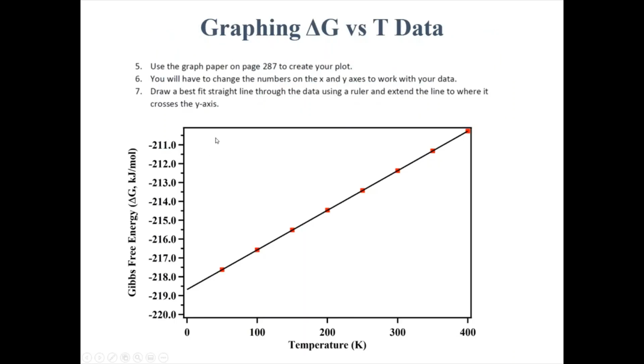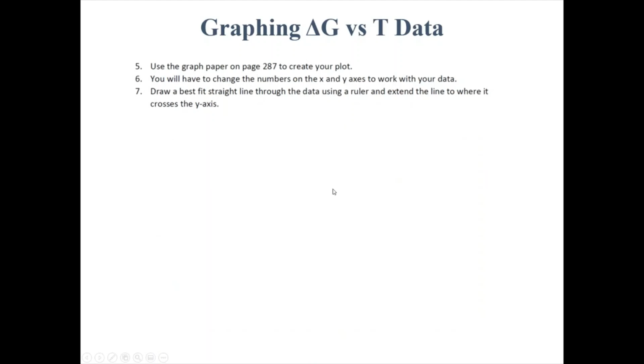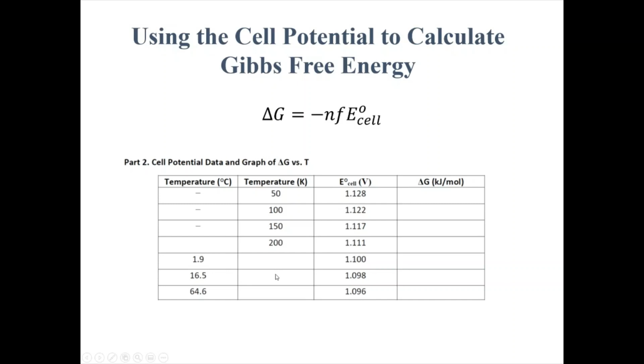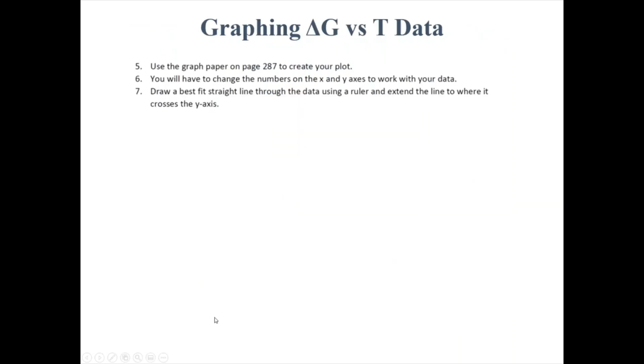Okay, so what you're going to do is you're going to use the graph paper on page 287 to create your plot. So the first thing you have to do is convert these temperatures to temperatures in Kelvin. And then the next thing you have to do is convert these E cells into delta G's. The equation that we're going to use for that is delta G is equal to minus nFE cell. So where n is the number of electrons that are transferred, F is Faraday's constant, and E cell is the cell potential that's measured. So you have to figure out what the number of electrons transferred in this case is by looking at the overall reaction and the balanced half reactions. So once we have delta G and we have the temperature in Kelvin, we can make our plot.